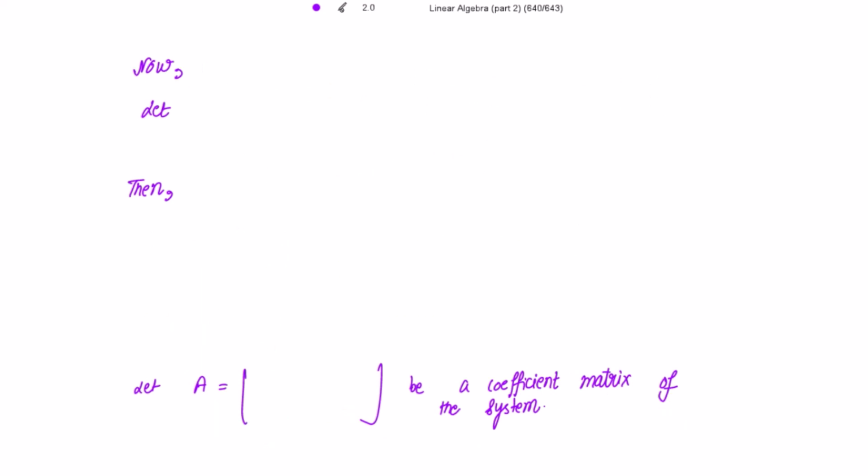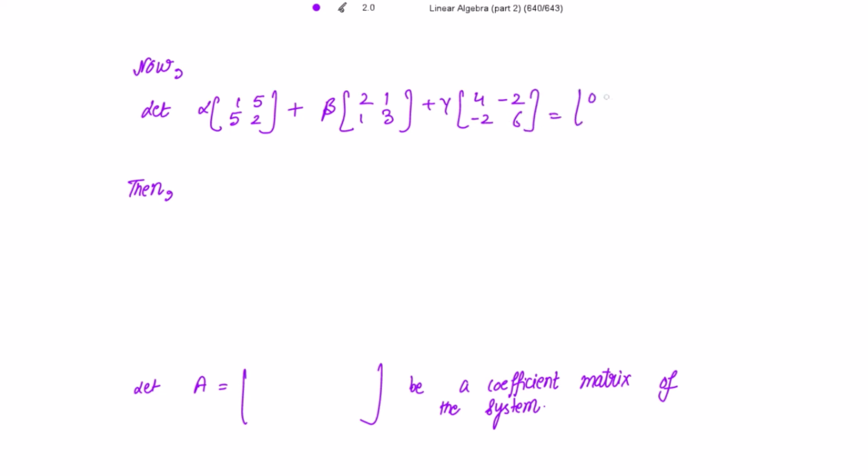Now the second step is to show that these matrices are linearly independent. For that we need to take again the linear combination of these matrices equal to the 0 matrix, and we have to show that all the scalars are 0. So now taking the linear combination of the matrices, I'm taking alpha [1 5; 5 2] plus beta [2 1; 1 3] plus gamma [4 -2; -2 6] is equal to the 0 matrix.